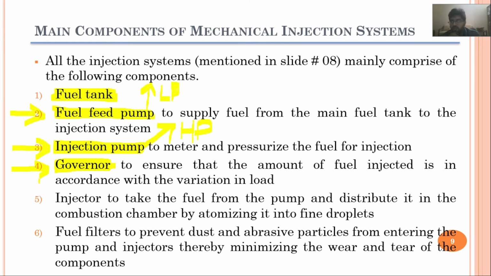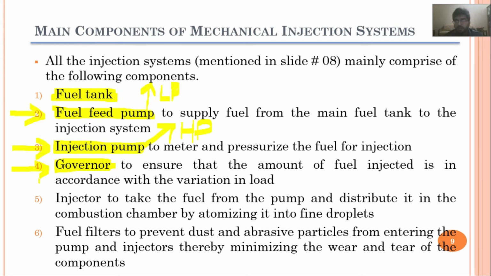I was not trying to use that word, stroke length, because I will explain this part when I explain these components. So the governor is basically controlling how much fuel the injection pump would be injecting into the combustion chambers.